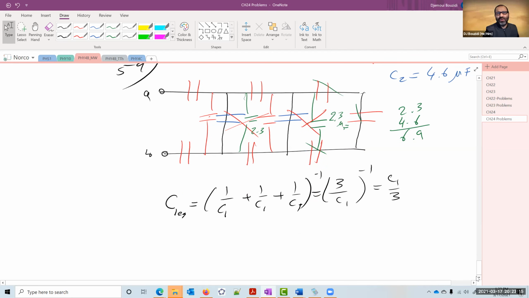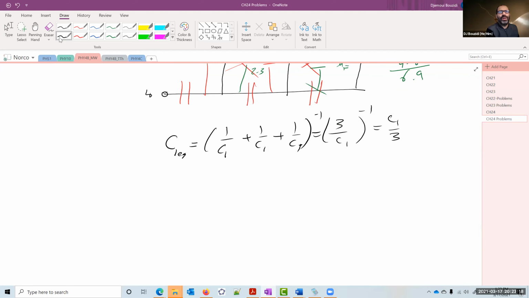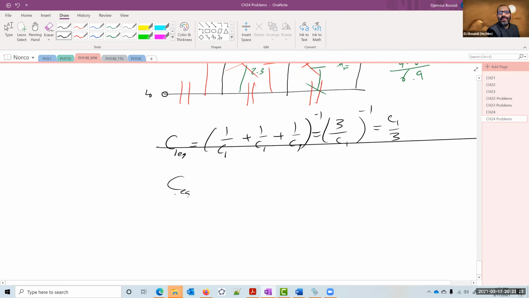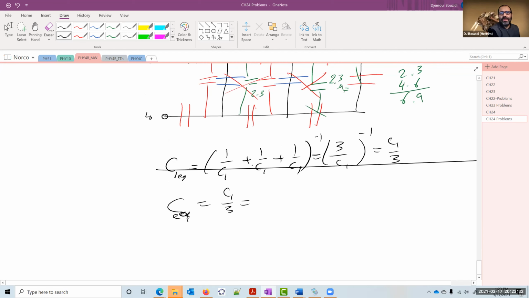So the overall C equivalent, without doing a lot of work here, but hopefully you can verify it, the entire C equivalent is simply C1 over 3, or 2.3 microfarads. Okay? So we answered part 1. You see how you work your way to finding the answers? It requires a lot of algebra, honestly, but with the numbers you're given, you're lucky enough that this becomes an easy manipulation.